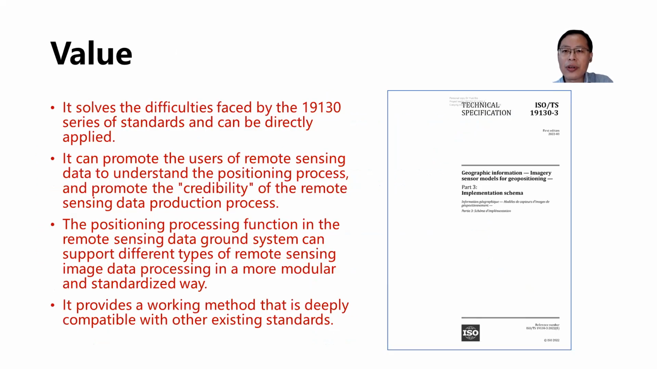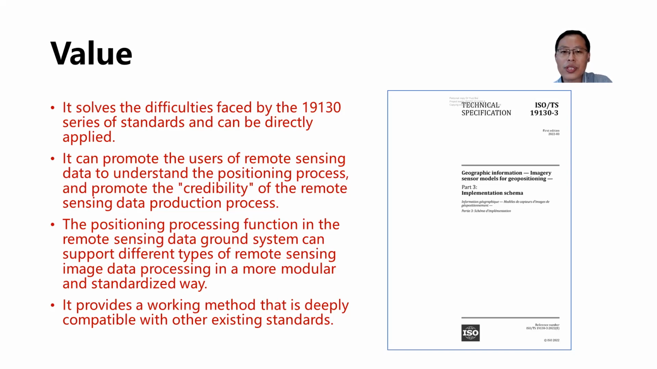In terms of the value of the standard for ISO, for OGC, and also for the remote sensing field, I would say, first of all, it does solve difficulties faced by the ISO 19130 series of standards. For a long time, we didn't have an implementation schema. And right now, the sensor models defined in Part 1 and Part 2 can be directly applied.